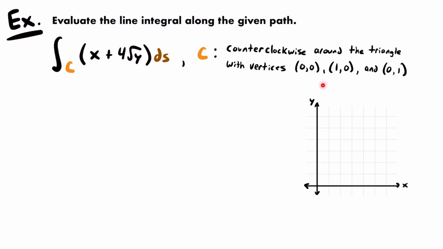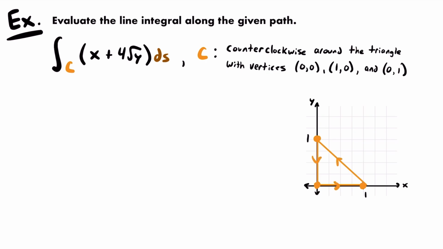I'll start by plotting the 3 vertices. We have (0, 0), which is the origin, along with the point (1, 0), and (0, 1). So I'll let this be x equals 1 and y equals 1. So then the point (1, 0) is right here, and the point (0, 1) is right here. So then connecting those 3 points, we have the triangle. But don't forget about the orientation. The orientation is counterclockwise, so from any vertex of the triangle, we would be traveling in a counterclockwise direction.